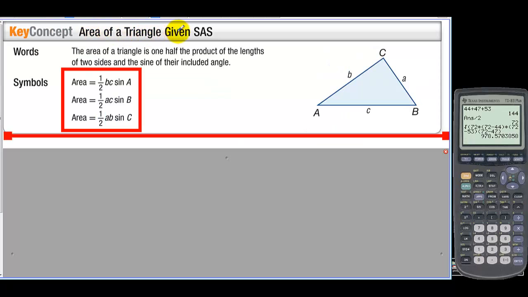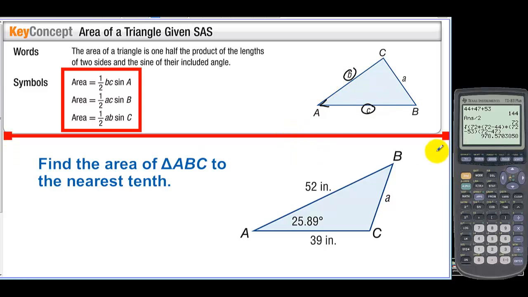Area of a triangle given side angle side. The area of a triangle is 1/2 the product of the lengths of the two sides and the sine of their included angle. So the area is 1/2 BC sine of A, or 1/2 AC sine of B. This would be the angle, and these two sides are the included sides that make up that angle. So if you have angle A right here, it's made up of side B and side C. So here's another formula for area.